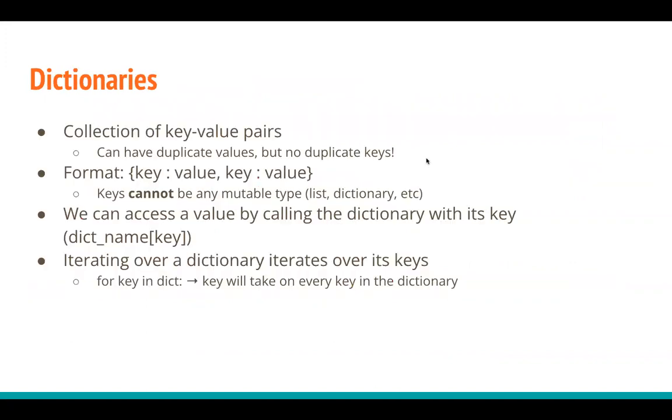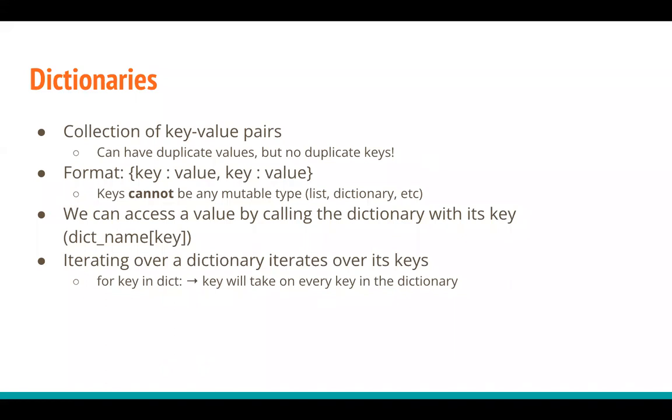So next we'll talk about dictionaries. Dictionaries are basically like lists, but instead of individual elements, we have these key value pairs. And every key must be unique. And keys also cannot be mutable types like lists or other dictionaries.